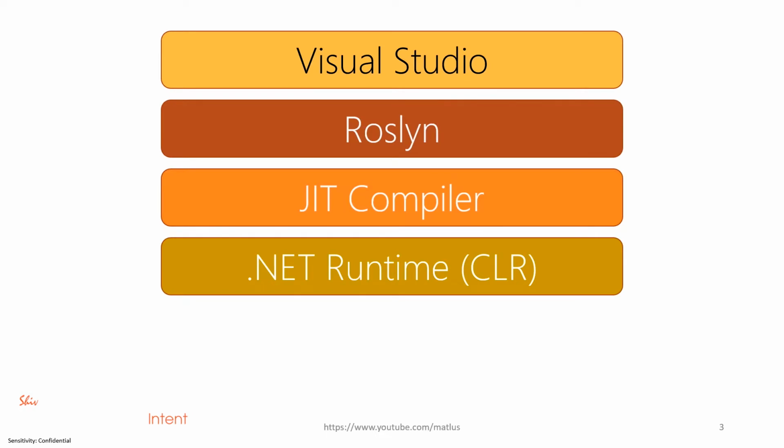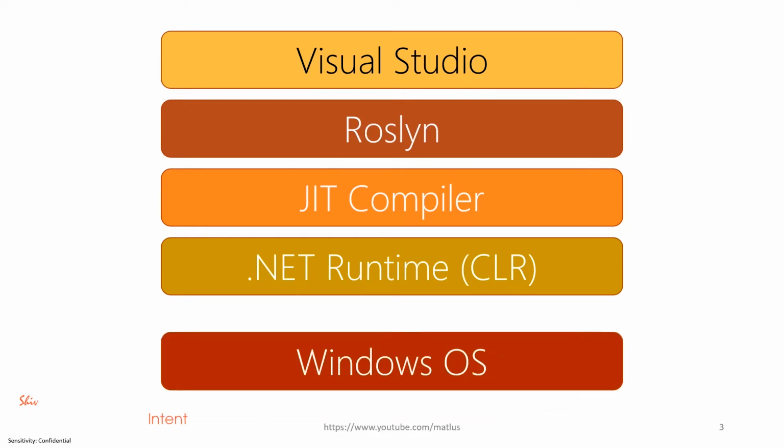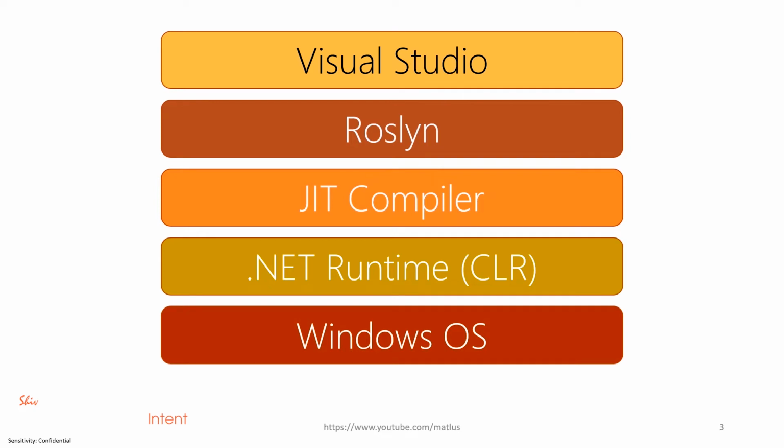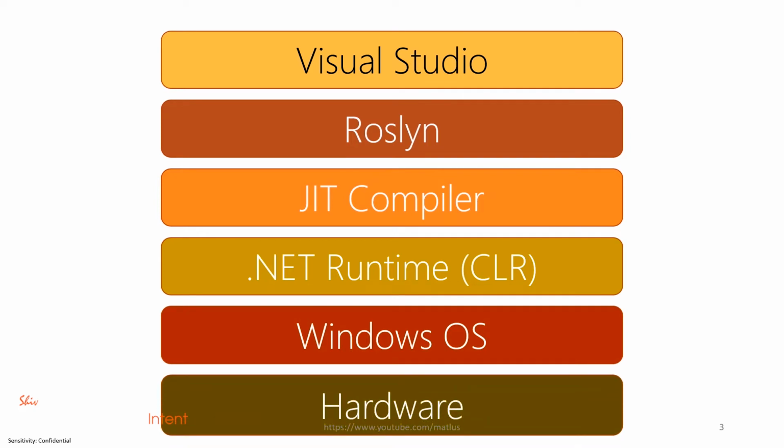Under the jitter, we have the .NET Runtime. And under the .NET Runtime, we have the operating system. And under the operating system, we have the hardware. So by the time our code actually runs, it's so many levels deeper than where we are sitting at the Visual Studio aspect. At every level, there are certain things we gain and lose.